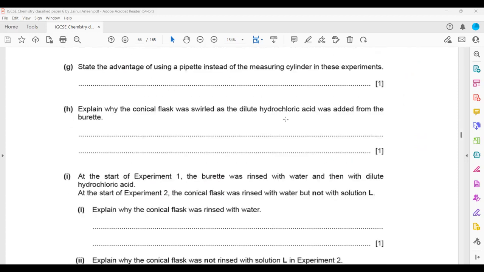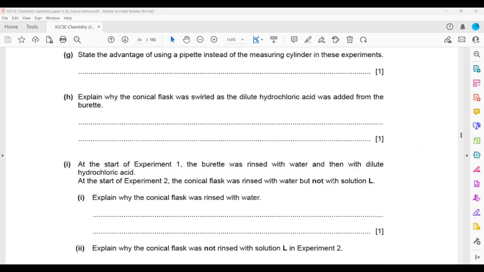State an advantage of using a pipette instead of a measuring cylinder. What's the advantage of a pipette? It's more accurate. Then: explain why the conical flask was swirled as dilute hydrochloric acid was added from the burette. Why do we always swirl? What is the reason for that? To mix the solutions so they can mix easily.